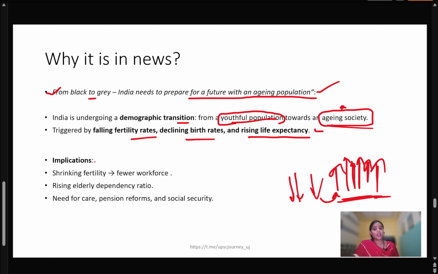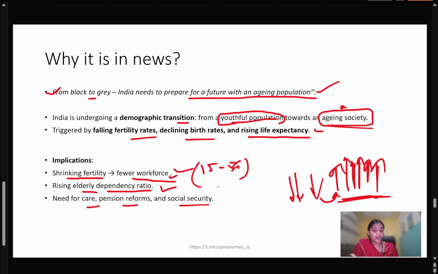Now what are the implications? If there is a decrease in fertility rate, then there will be a smaller working-age population. Obviously the workforce will be less because we consider workforce between 15 to 49. Again, the rising elderly will create a higher dependency ratio, because if there is a more aging population, then there will be a higher dependency ratio. The need for care, pension reform, and social security will be a concern, because with a larger aging population, there's a need for more care, pension reforms, and social security.